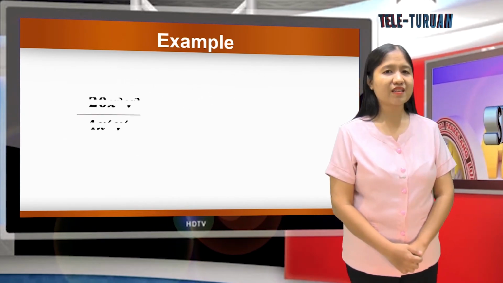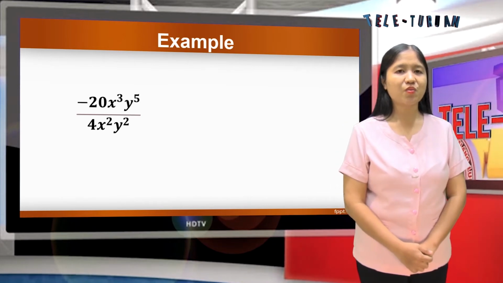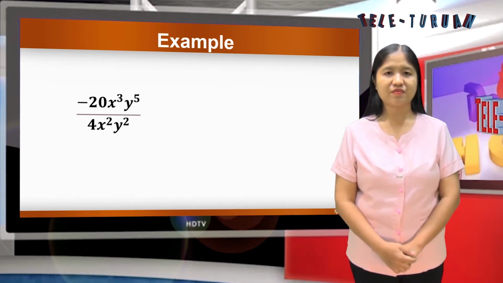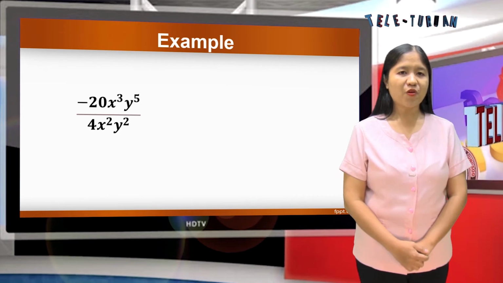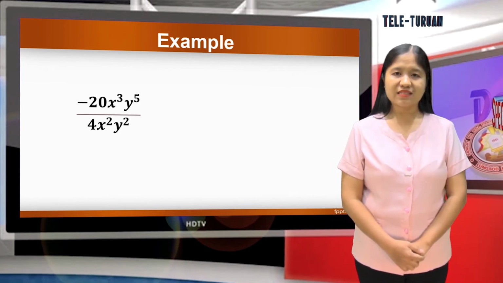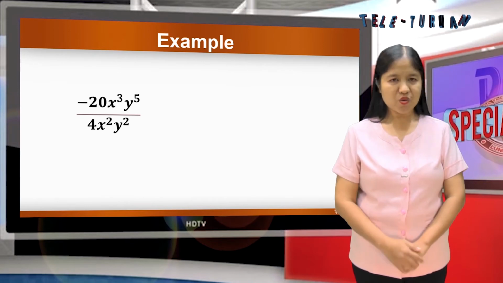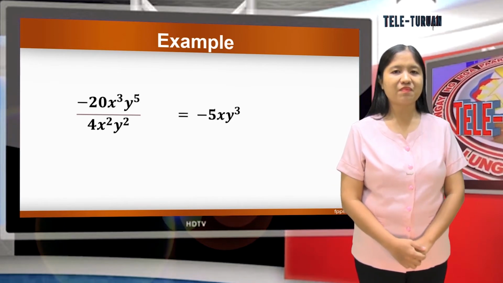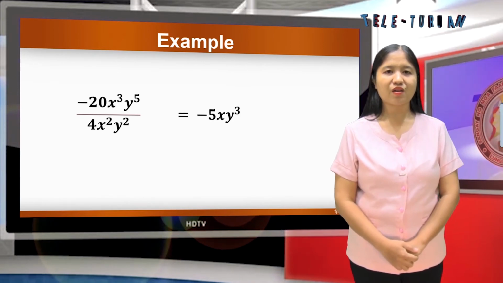How about for negative 20 x cubed y to the 5th power divided by 4x squared y squared? What is the answer? Very good. It is negative 5xy cubed.